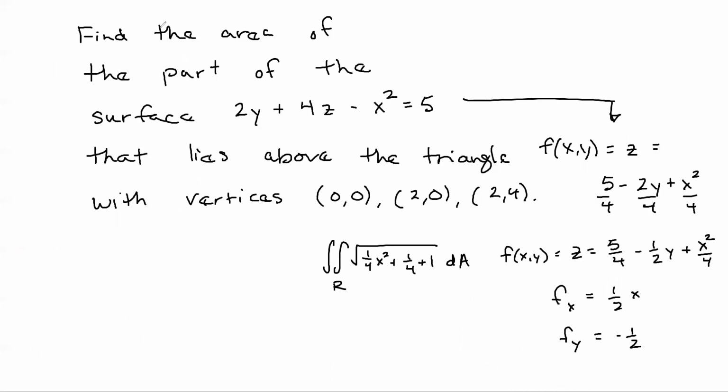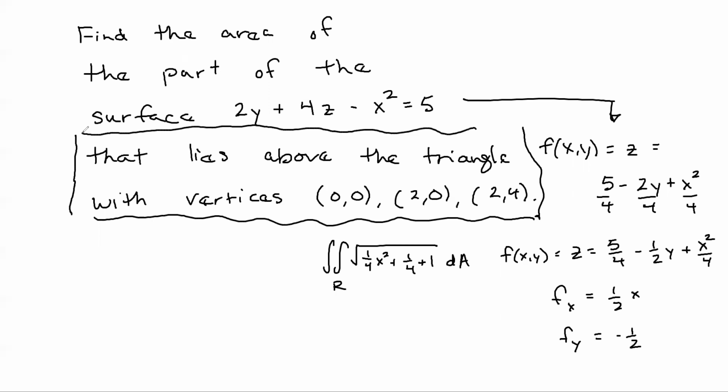Now look at this one. Find the area of the part of the surface that lies above the triangle. It's being explicit. It's telling you what the region is, right? So you don't need to know anything about the surface to figure out what R is, because it's so explicit. So if the region is explicitly described, then you don't need to do any sketching of the surface.